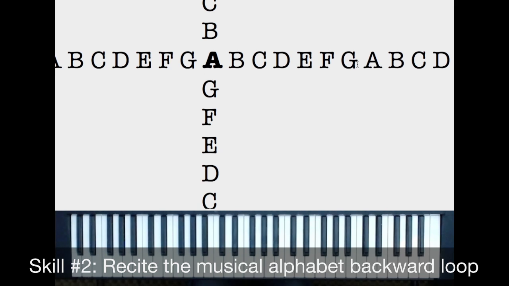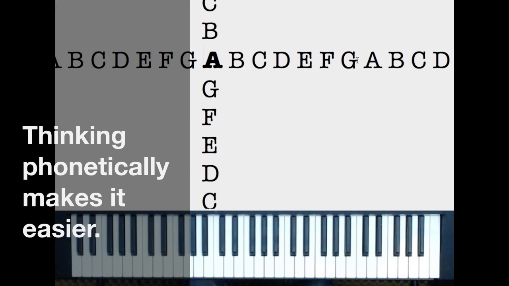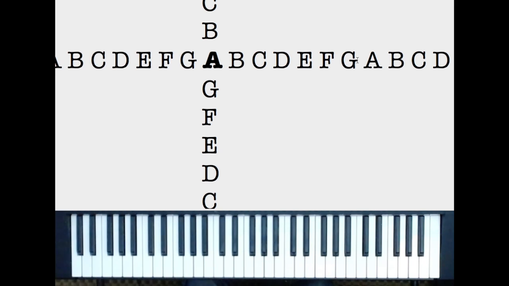Okay, starting on G, it sounds like this. Listen to the sound of it. G, F, E, D, C, B, A. G, F, E, D, C, B, A. Okay? The reason I say listen to the sound of it is because it's a lot easier to remember if you just hear it as a sound and recite the sound.